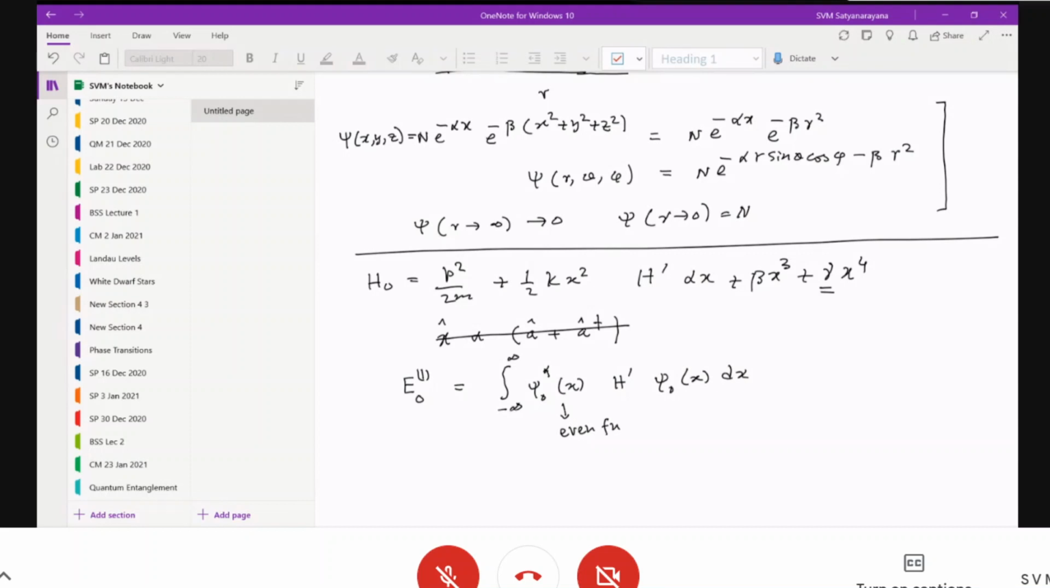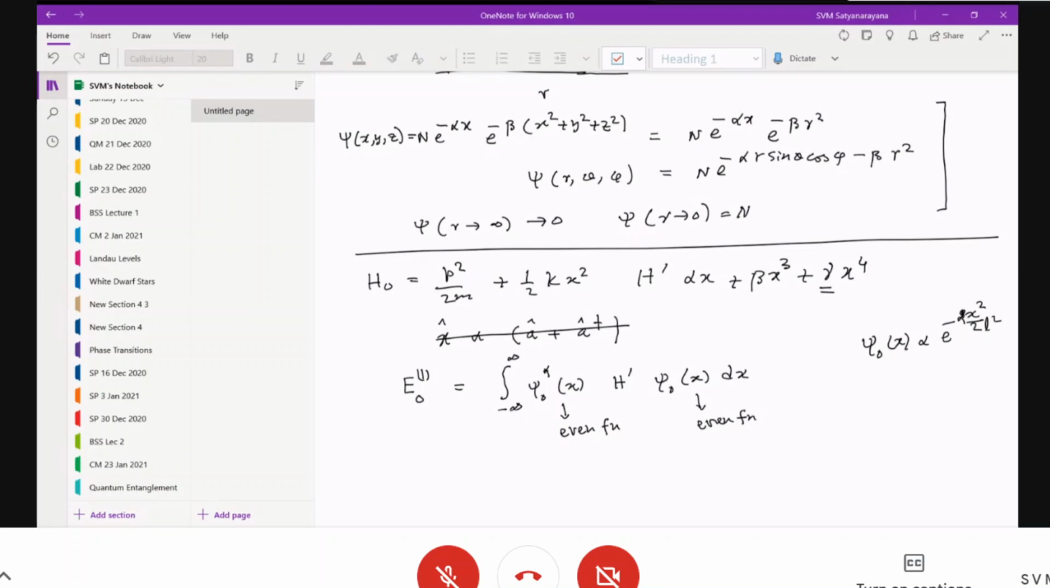Now notice that this is an even function of x. So is this, correct? Because what is psi 0 of x? Psi 0 of x is simply a Gaussian, minus x square by some 2l square, something like this. This alpha and this alpha are not the same. It's a Gaussian, so it's an even function of x. So this product is also even.